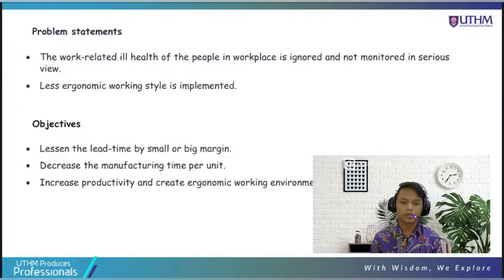There are two problem statements. The work-related ill health of people in the workplace is ignored and not monitored seriously. And secondly, a less ergonomic working style is implemented.